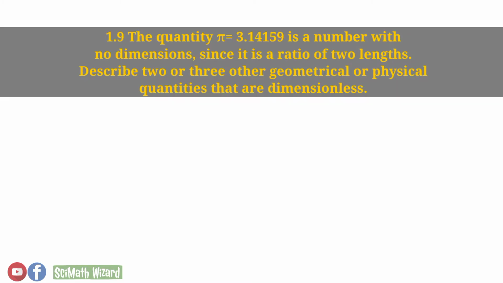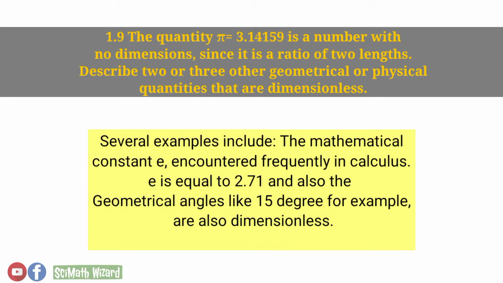Question 1.9. The quantity pi, equal to 3.14159, is a number with no dimensions, since it is a ratio of two lengths. Describe 2 or 3 other geometrical or physical quantities that are dimensionless. Several examples include the mathematical constant e, encountered frequently in calculus. e is equal to 2.71, and also geometrical angles like 15 degrees, for example, are also dimensionless.